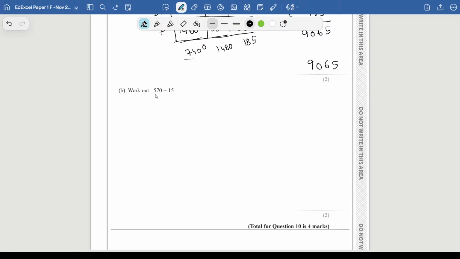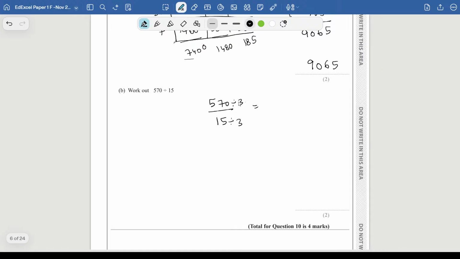The next question says you need to divide 570 by 15. So 570 divided by 15. I can simplify this fraction. So we know 57 goes in 3 and 15 also goes in 3. So you can divide them, the numerator and denominator, by 3.